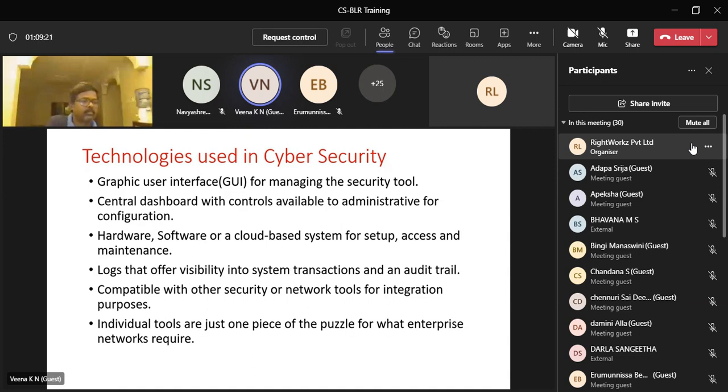Individual tools are just one piece of the puzzle for what enterprise networks require. These are the technologies which are used in cybersecurity, and this is all about cybersecurity.